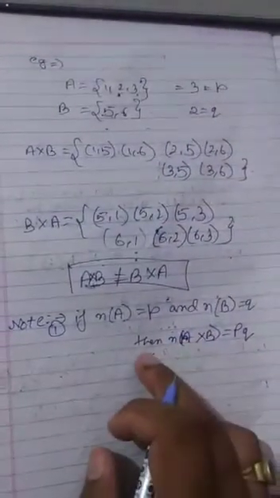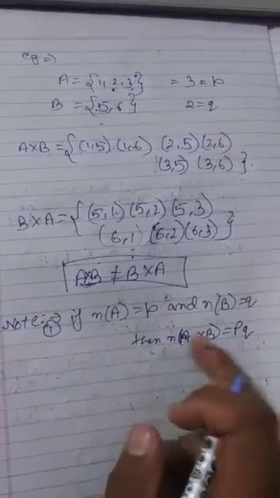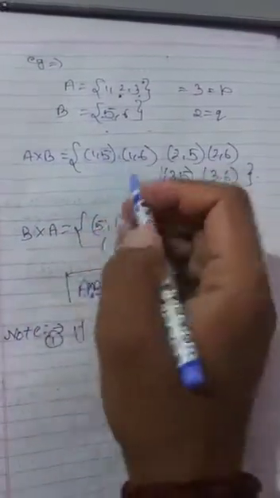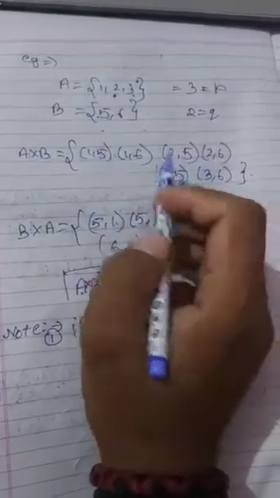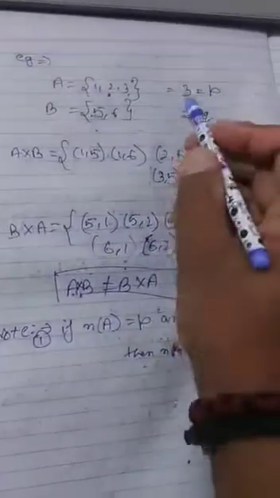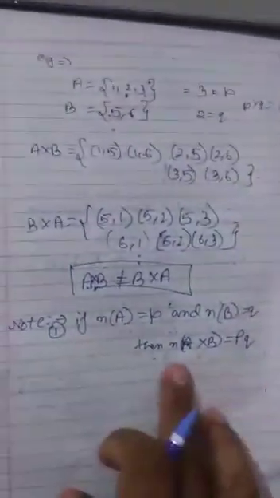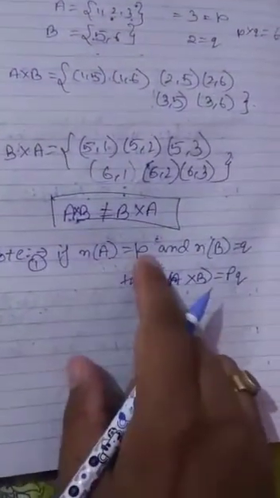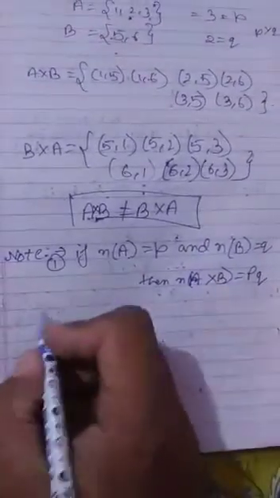So it is saying that if n(A) is equal to p and n(B) is equal to q, then n(A cross B) will be pq. If we want to find the elements of A cross B, 1, 2, 3, 4, 5, 6, it is 6. And here if we multiply p and q, what we get? 6. So this logic is correct. If n(A) is p and n(B) is q, then n(A cross B) will always give you p into q.